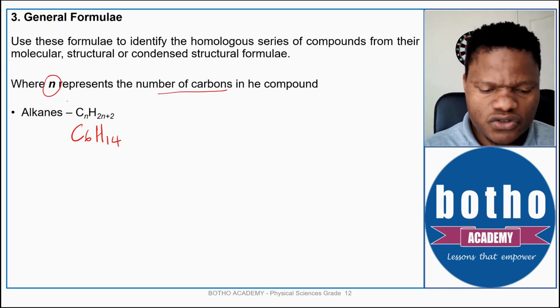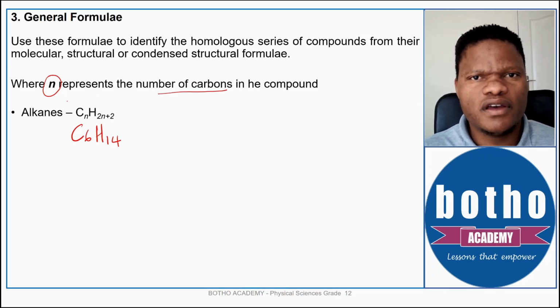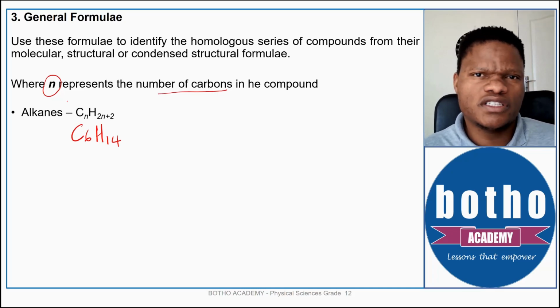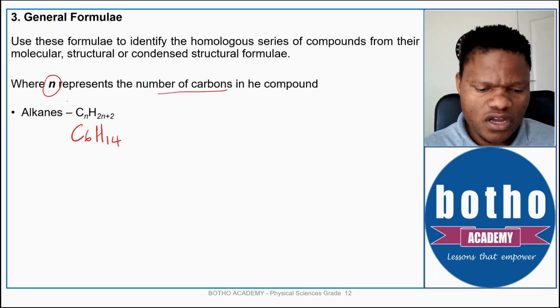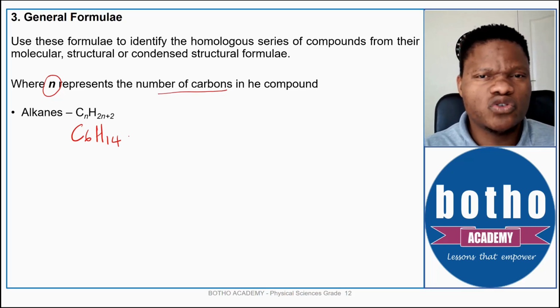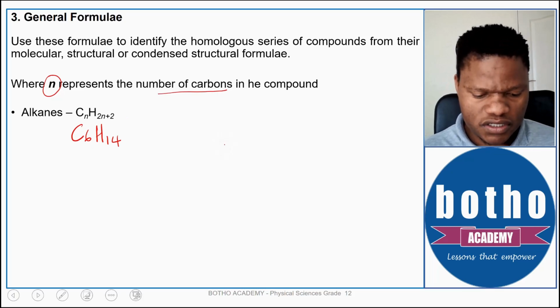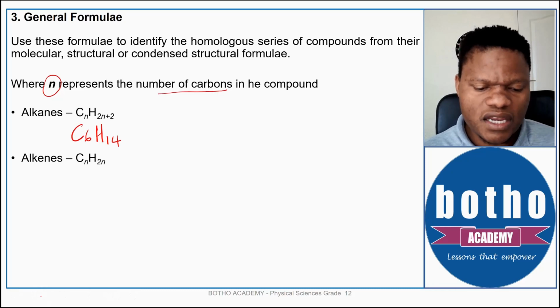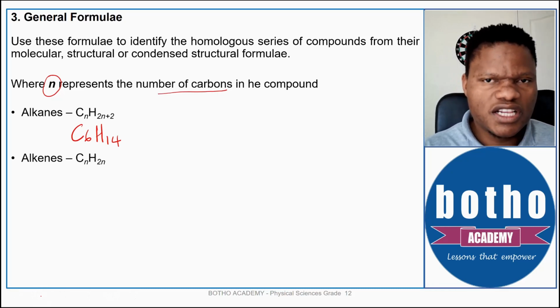Let's say, for instance, you come across a condensed structural formula and you're not so sure to which homologous series it belongs. If you break it down to its general formula according to the number of hydrogens and number of carbons, you'll be able to tell which homologous series that compound belongs to. Alkenes have the general formula CnH2n, just like we saw earlier on.